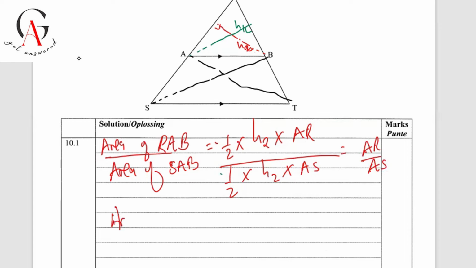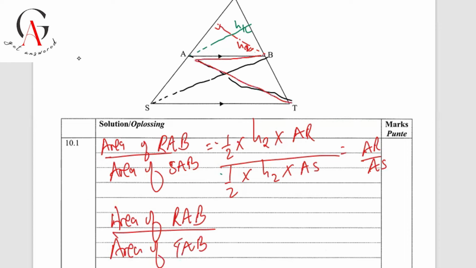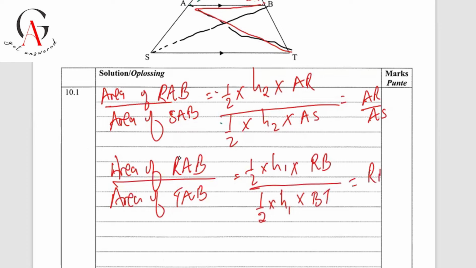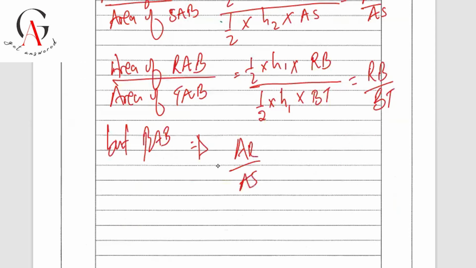Then go down and look for the area of still RAB over the area of TAB. Okay, so this and then that. So that's going to be a half. We're using now H1. That's H1 multiplied by RB, that's our base. Then a half multiplied by the height, which is H1, and then BT or TB as our base. So that cancels that, which means RB over BT. But we know that the areas of RAB in both triangles are basically the same. So let's equate those ratios and say that therefore AR over AS should be the same as RB over BT.